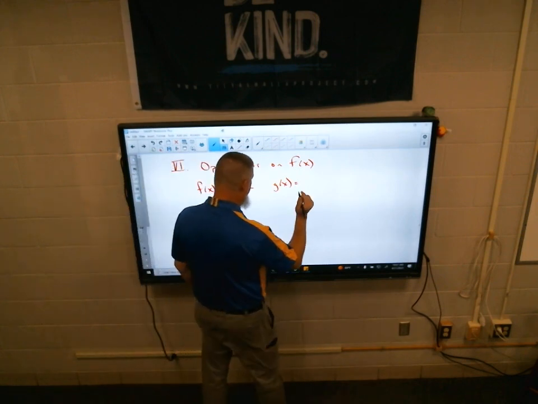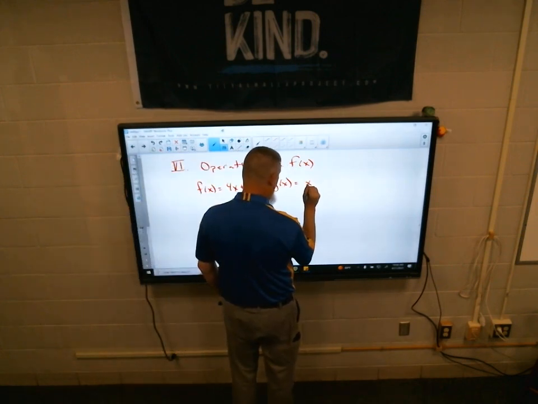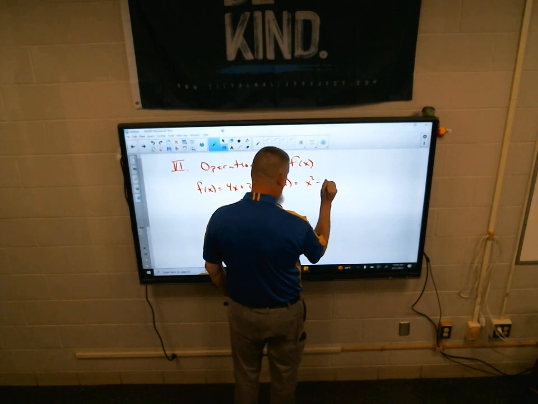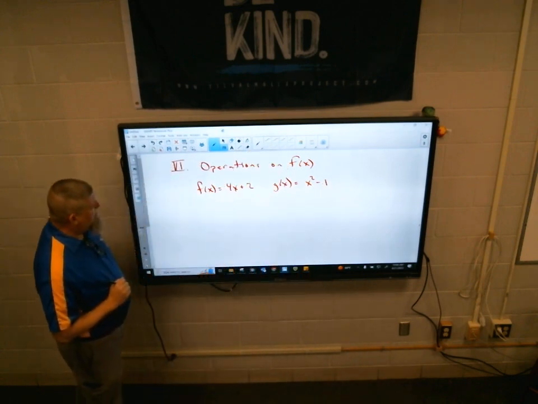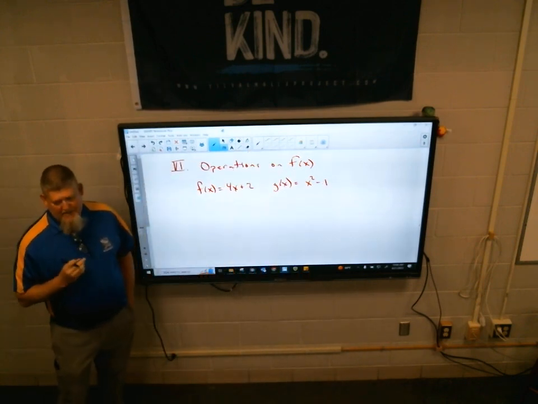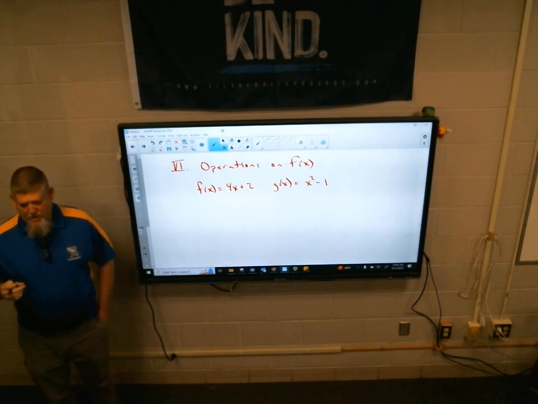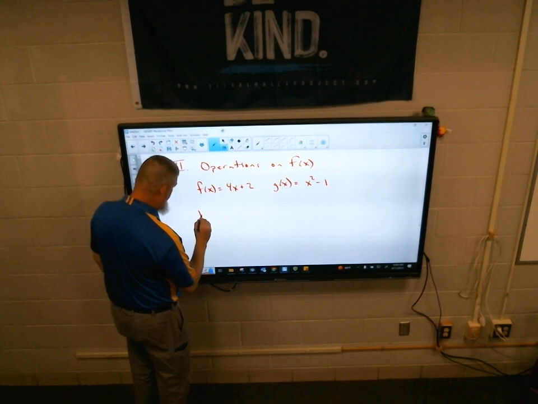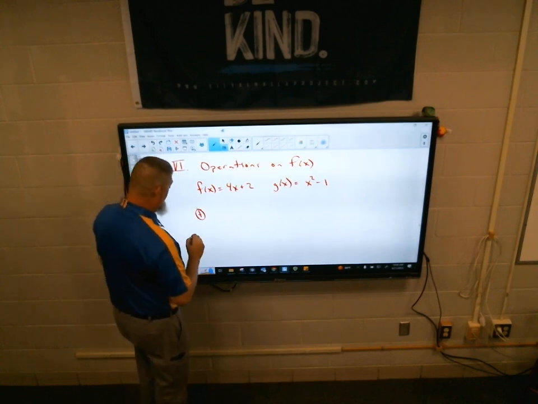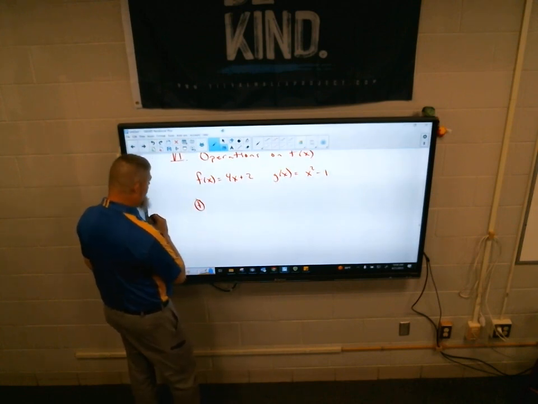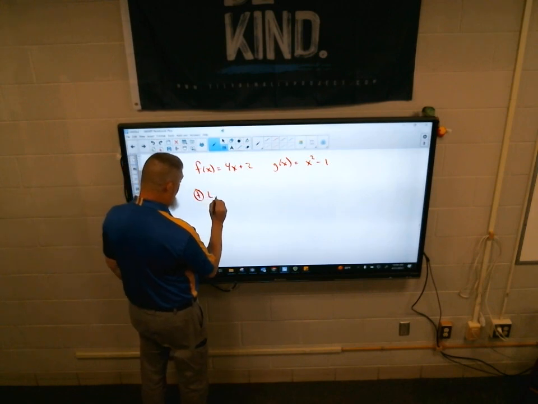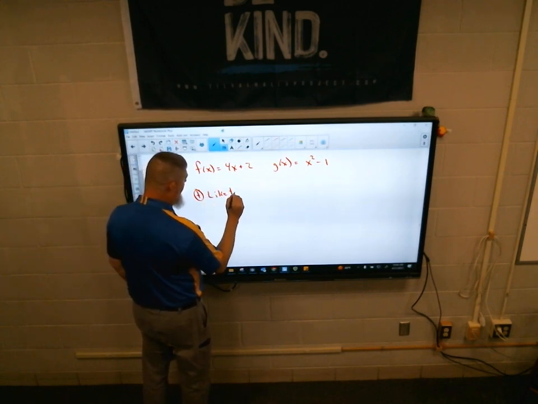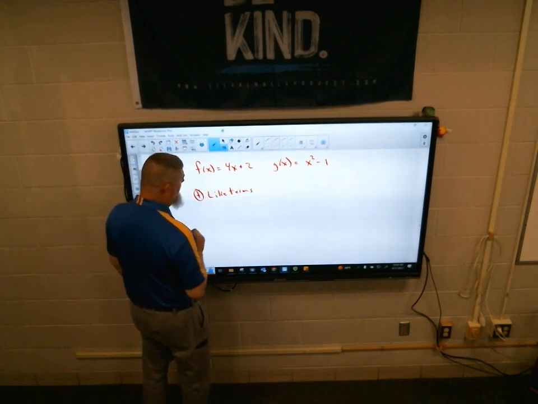Okay, g of x. Someone said quadratic, so let's make it x squared minus 1, something like that. Okay, so what's one basic operation? What's the first operation you ever learned? Addition. So let's look at addition. Honestly, when we start to add functions together, it's simply adding like terms. That's all it's saying.